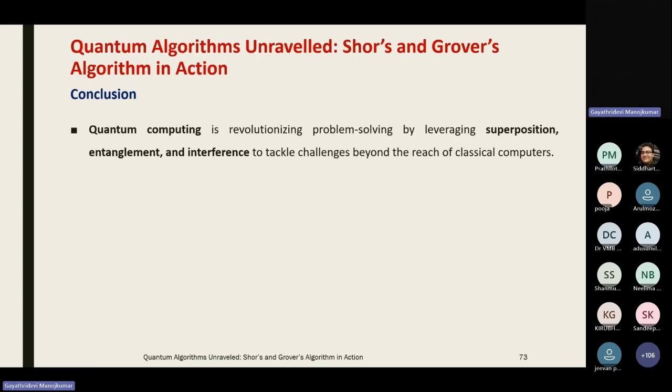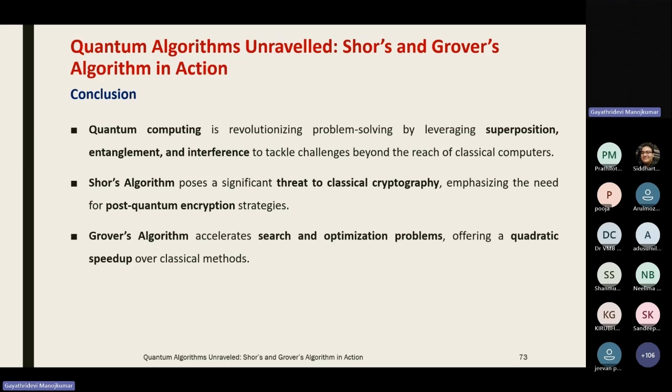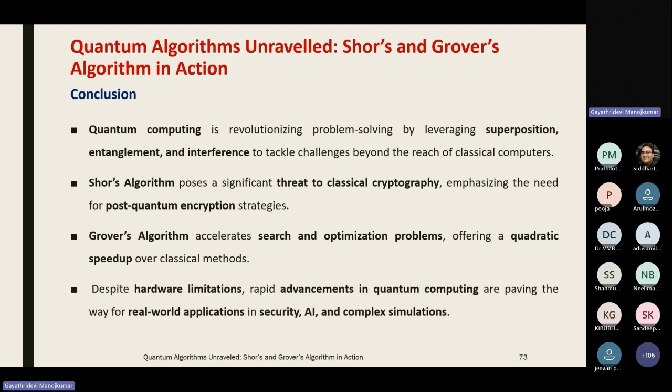So with the help of superposition, entanglement and interference, I hope that quantum computing has revolutionary changes, and really Shor's algorithm is going to be a threat to classical cryptography, and we are also enhancing post-quantum cryptography research. And with the help of Grover's, we can have a quadratic speedup over the classical methods.